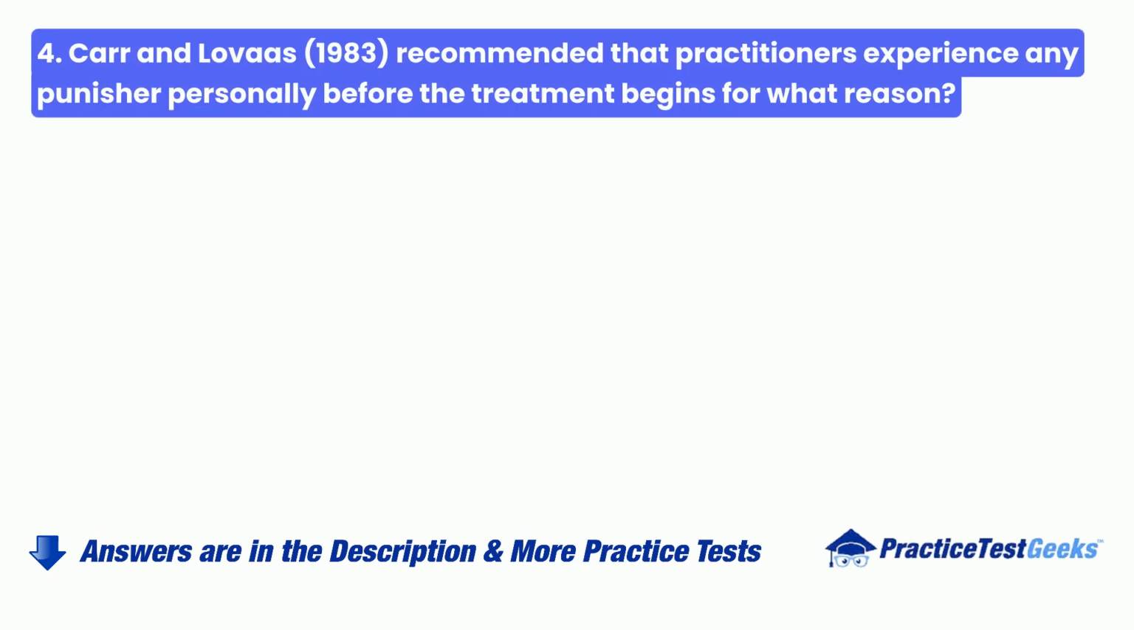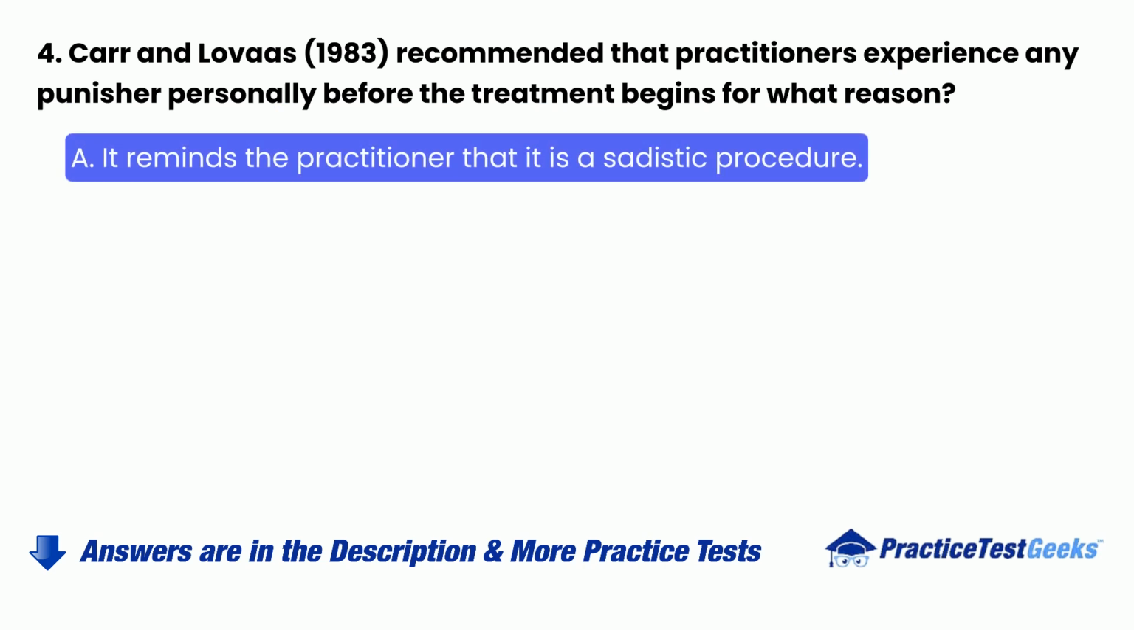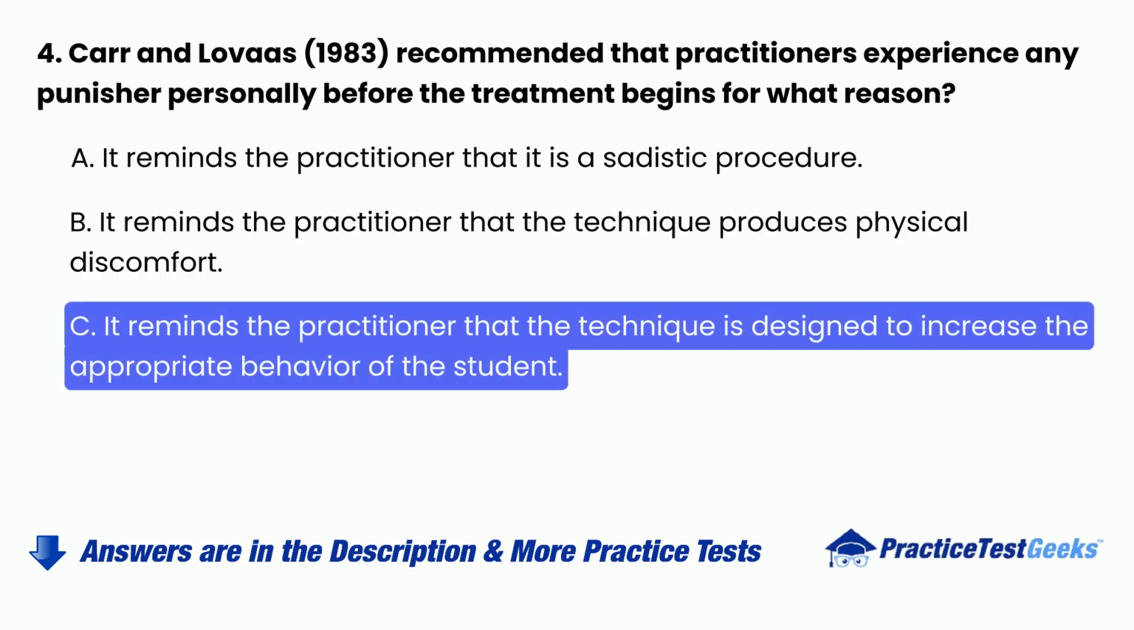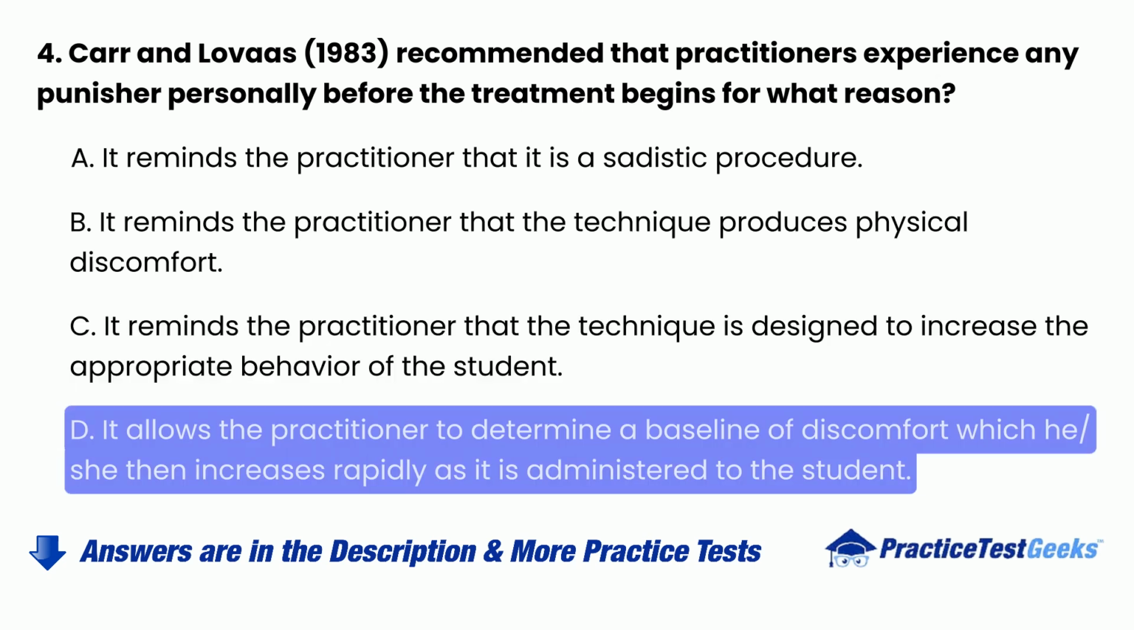4. Carr and Lovaas 1983 recommended that practitioners experience any punisher personally before the treatment begins. For what reason? A. It reminds the practitioner that it is a sadistic procedure. B. It reminds the practitioner that the technique produces physical discomfort. C. It reminds the practitioner that the technique is designed to increase the appropriate behavior of the student. D. It allows the practitioner to determine a baseline of discomfort which he or she then increases rapidly as it is administered to the student.